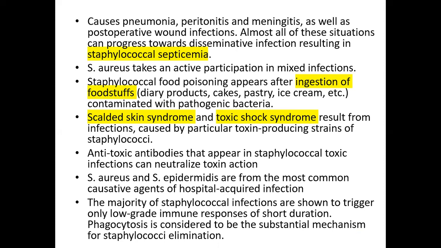Staphylococcal food poisoning appears after ingestion of foodstuff, dairy products, cakes, pastry, ice cream contaminated with pathogenic bacteria. And food poisoning reveals itself very quickly, more quickly than acute bacterial infection, because in the pathogenesis only a bacterial toxin takes part, and it causes the manifestation very quickly, because in the case of intestinal infection, it is necessary to have adhesion, colonization, and multiplying of the causative agent of bacterial pathogen, and it takes time.